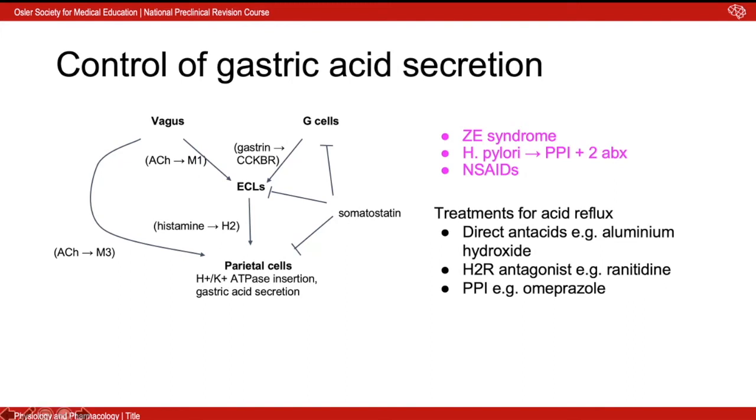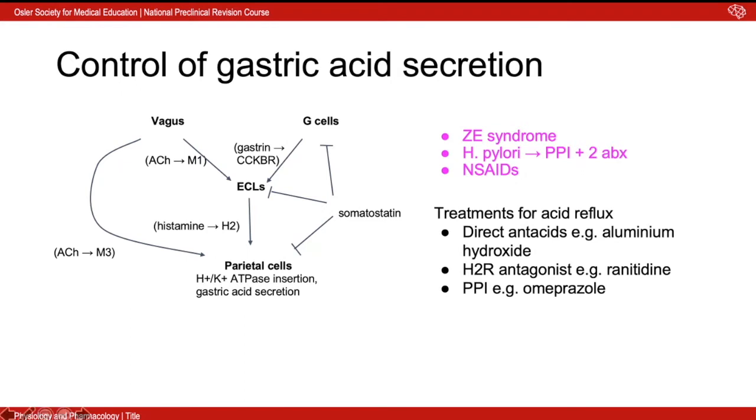And the vagus nerve can also act directly on the parietal cells. If the acetylcholine binds to M3 receptors on the parietal cells, then that will also increase H plus K plus ATPase insertion. And something that you shouldn't forget about is somatostatin. So somatostatin has an inhibitory effect on the G cells, the ECLs, and the parietal cells.